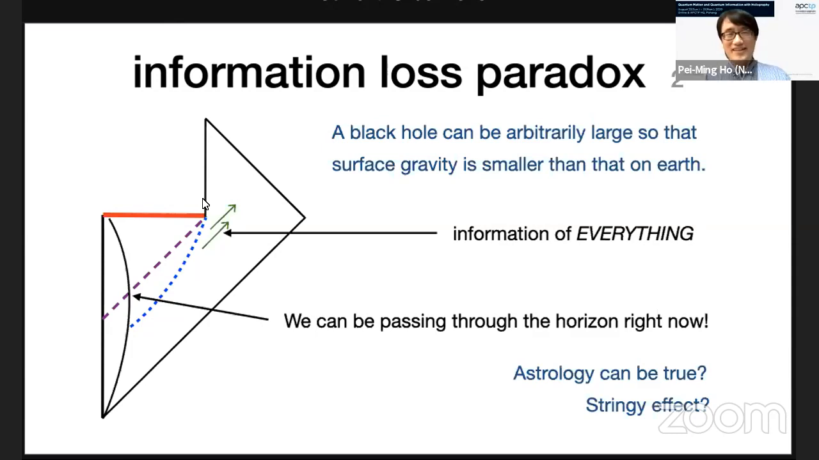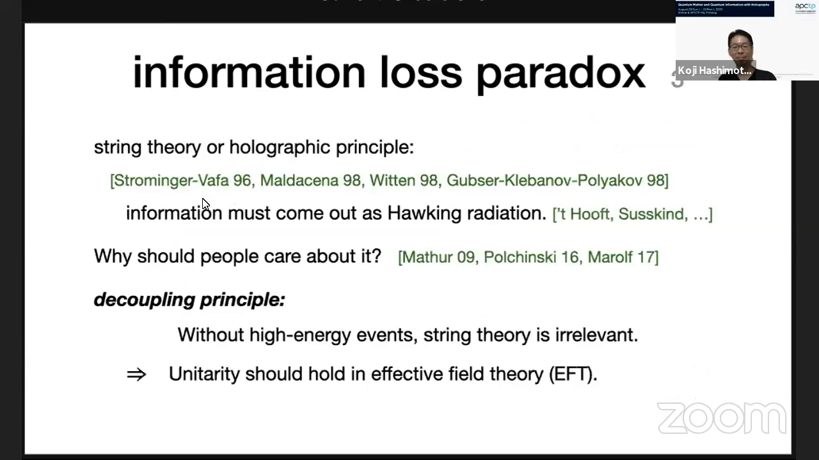I am assuming that people here do not accept that possibility. Yes, but you are right, that's a possibility. But here I'm mostly assuming people believe that information will come out as Hawking radiation. Thank you very much. Right, so that's why we care about the information loss paradox, because it's related to how or whether we can still trust physics in predictions.